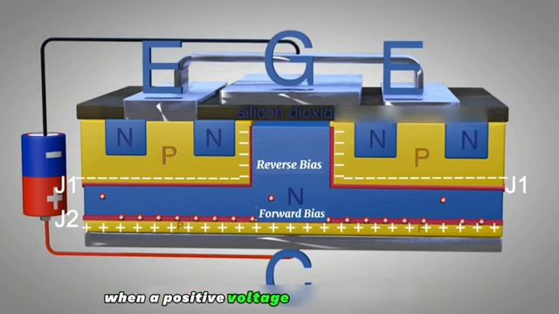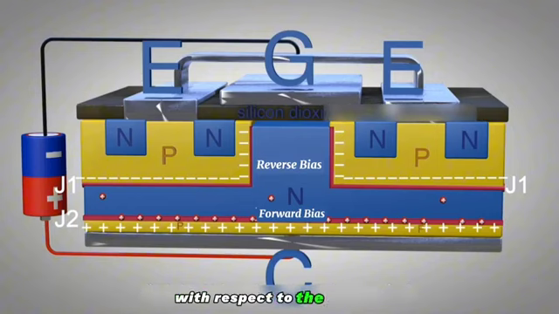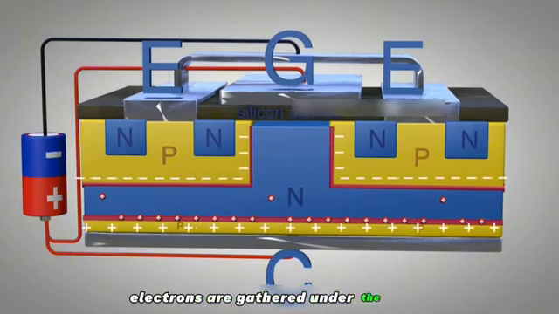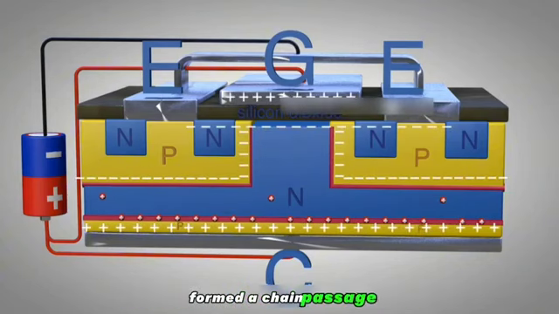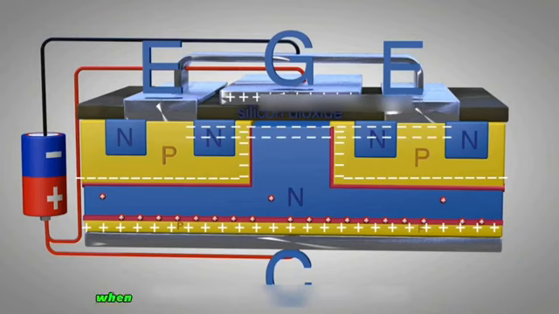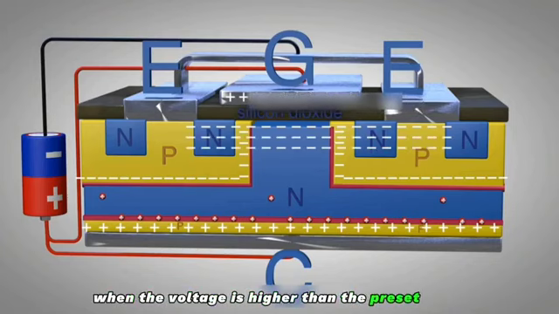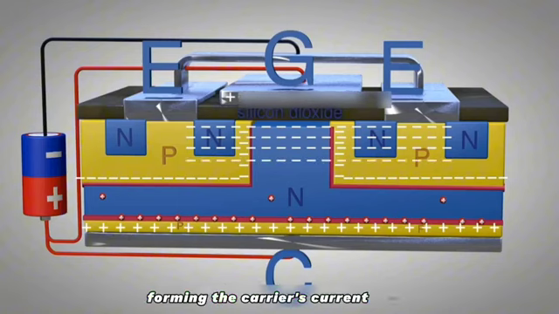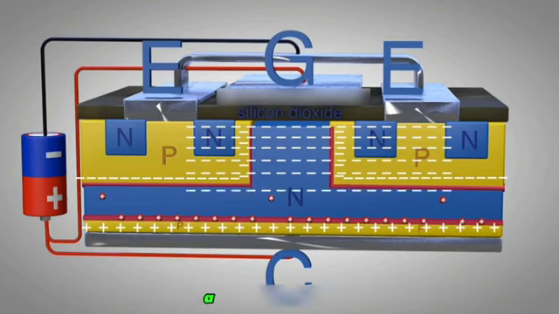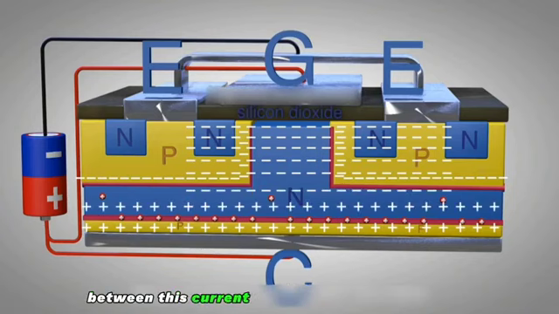When a positive voltage is applied to the gate with respect to the emitter, it creates a capacitive effect. A large number of negatively charged electrons gather under the silica, forming a channel. Increasing the gate voltage increases the number of electrons. When the voltage is higher than the preset value, a carrier inversion layer forms. This preset value is usually 4 to 8 volts. A channel is formed between this inversion layer and the drift layer, which we call the N-channel.